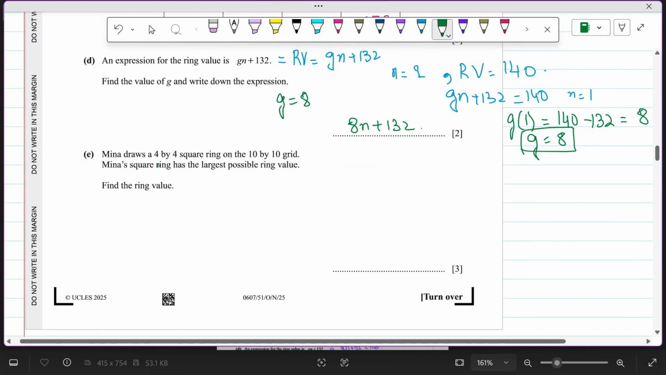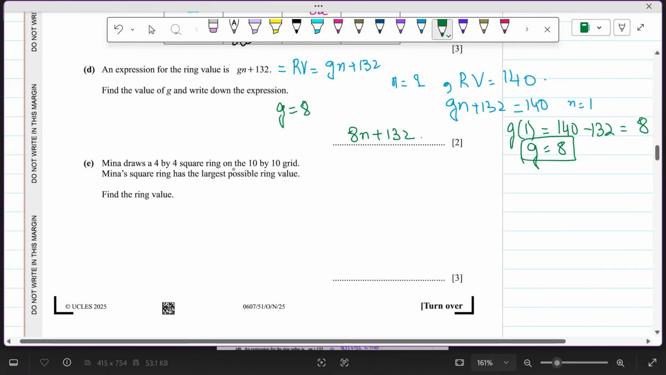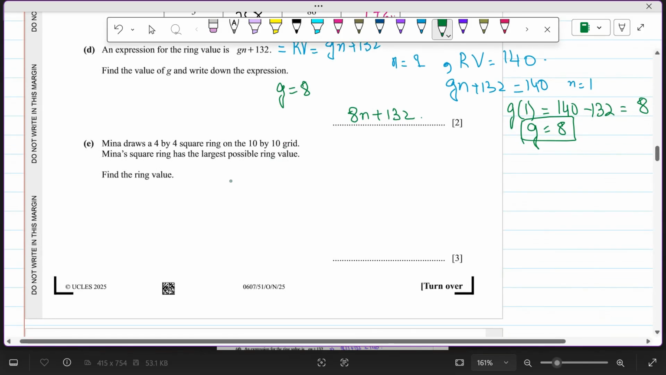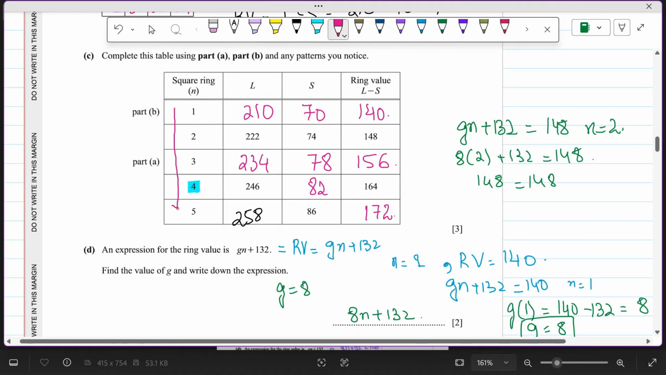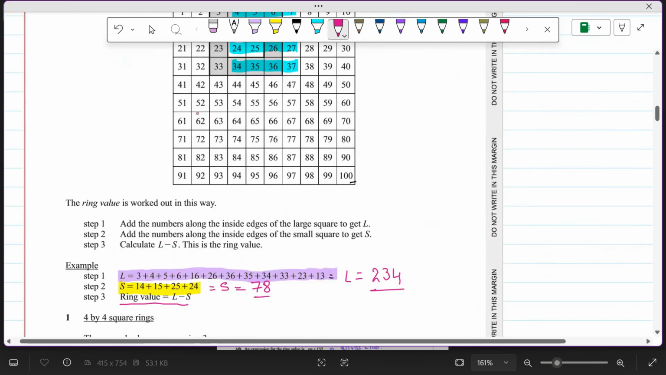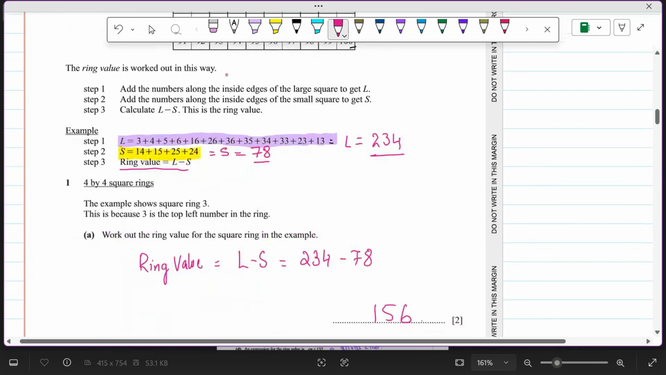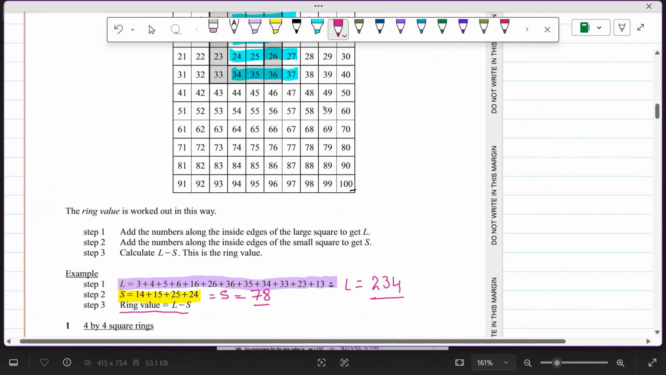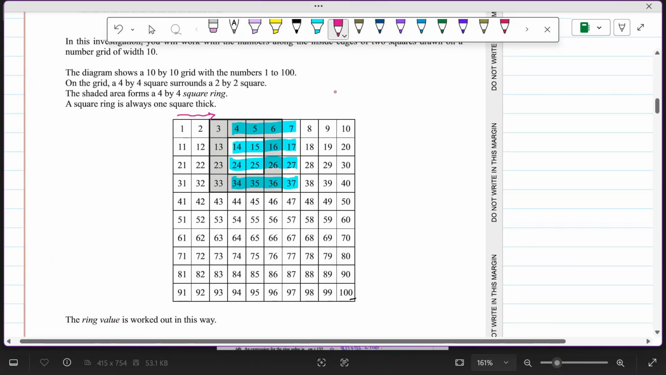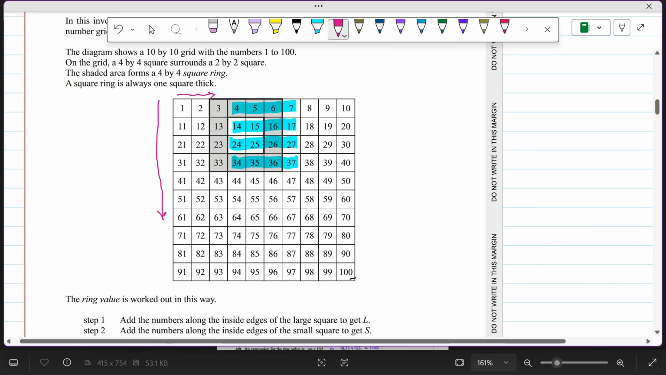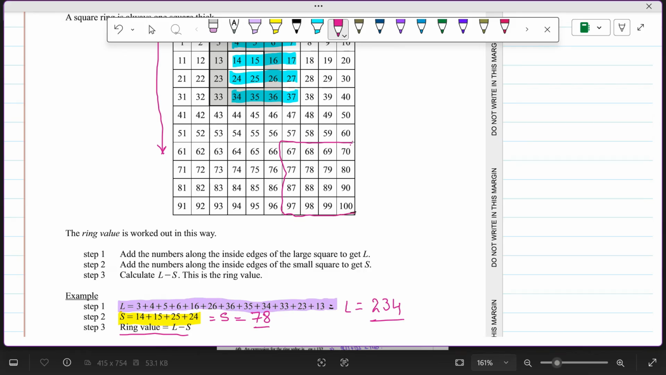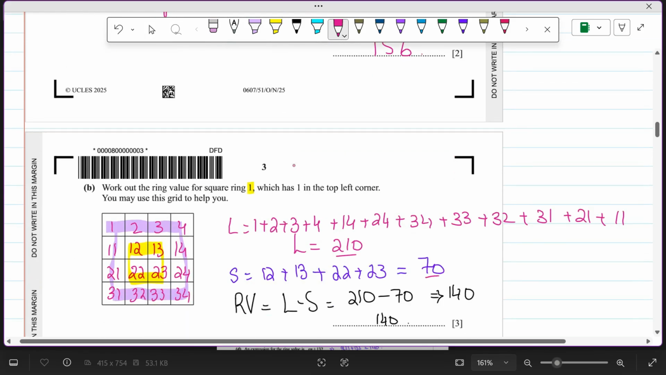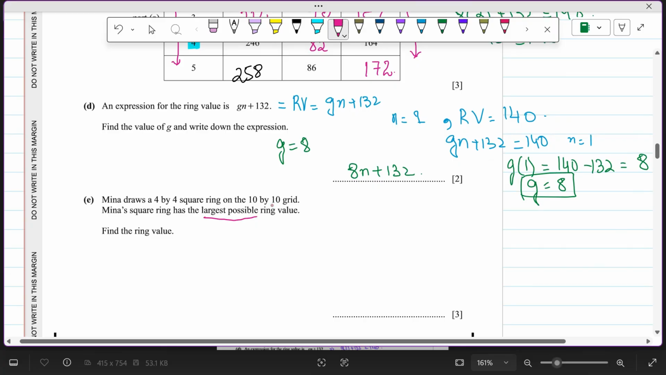Okay. Part E. Meena draws a 4 by 4 square ring on the 10 by 10 grid. Meena's square ring has the largest possible ring value. Find the ring value. From this table, we observe that when we increase the value of n from 1 to 5, the ring value increases. So when we go towards the right side, it will also increase. When we go downwards, it will also increase. So the maximum value we can achieve is near 100. If we take this square, we will have the largest possible ring value.